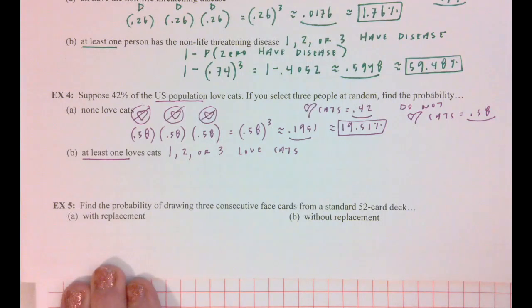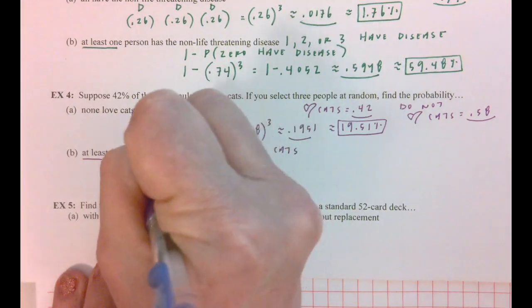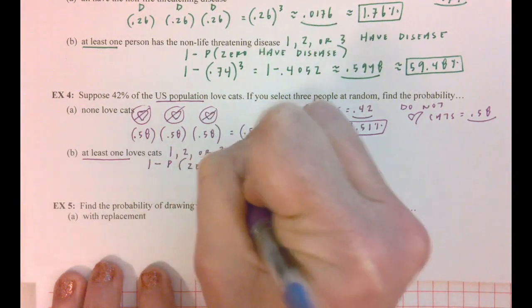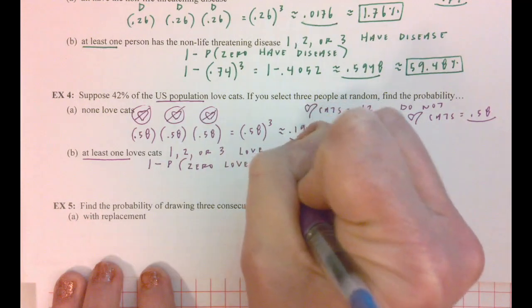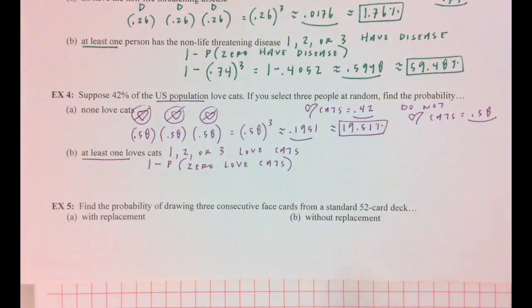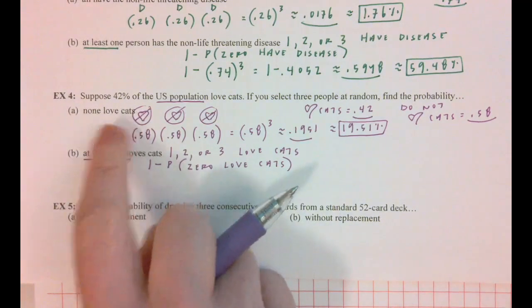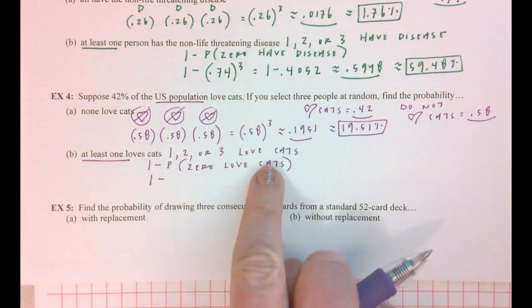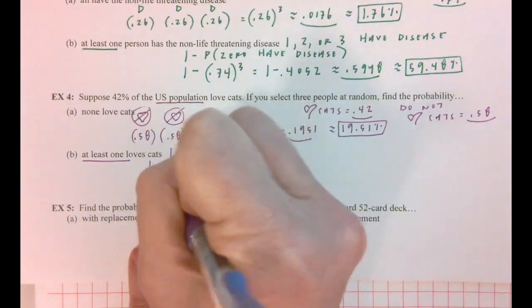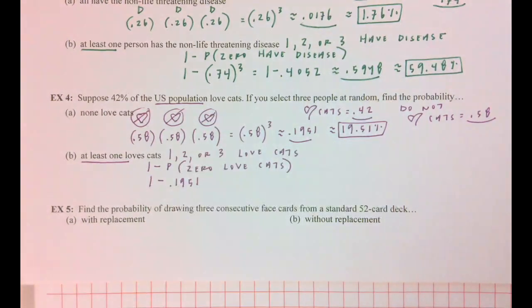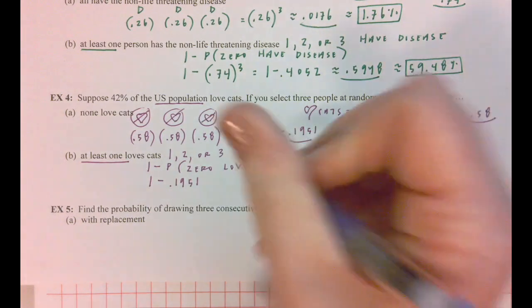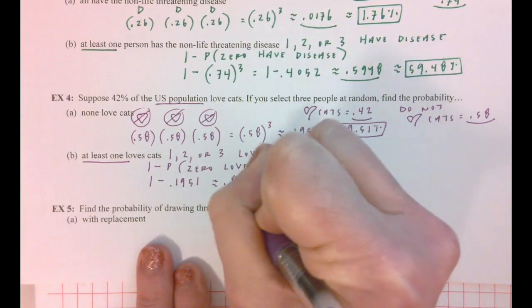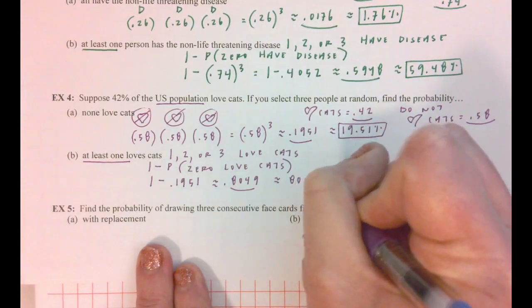Okay, and again, might be easier to just go through the complement, remove the 0 option. 1 minus the probability that 0 love cats. And this time I have already solved for that right up here. So I can say 1 minus what I've already solved for. 0 of them, none of them love cats. So the 0.1951 figure. So if I do 1 minus that, I get 0.8049, or 80.49%.